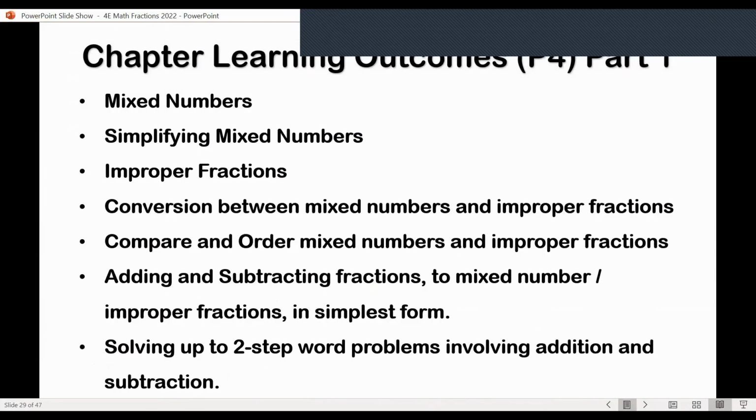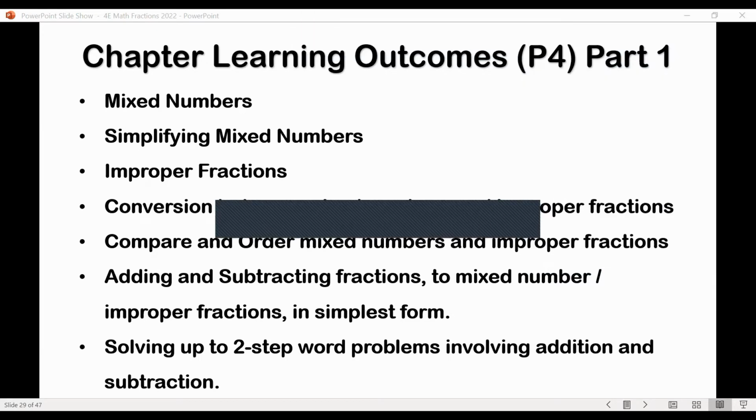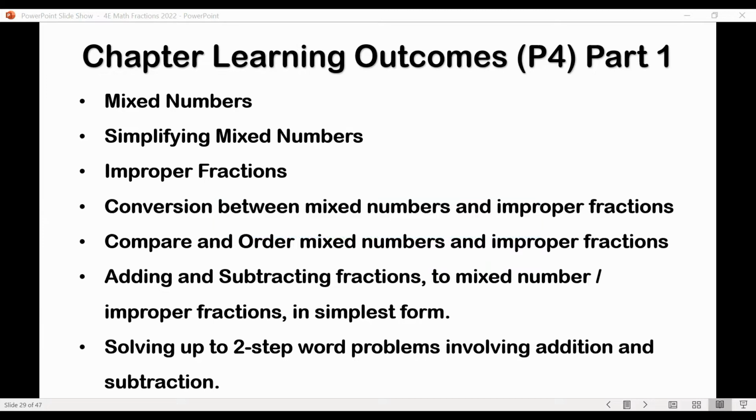Let's look at the lesson objectives, learning outcomes for primary 4 fractions. Because you're in primary 4 now, things become more exciting. This year in primary 4, you have 2 parts to fractions. First part: mixed numbers, simplifying mixed numbers, improper fractions, a new fancy term. Conversion between mixed and improper, compare and order, sounds familiar. Adding, subtracting, putting numbers into simpler form, still happening, but now with mixed numbers and improper fractions. And the new one, solving 2-step word problems involving fractions.